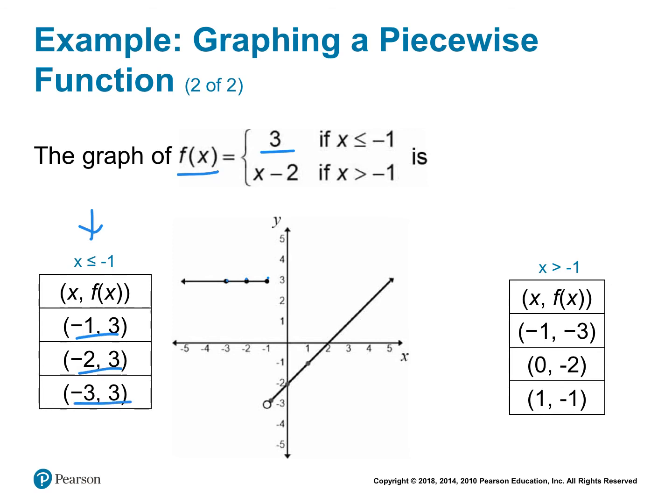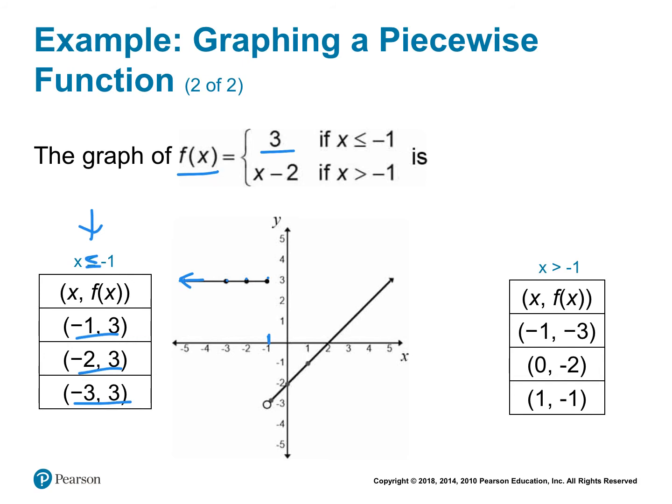And it says less than or equal to -1, so that's why it keeps going forever and ever in the negative direction. You notice it starts at -1, and it can equal, because it's less than or equal to -1, so it's a closed dot, and then it just keeps going forever in the negative direction.